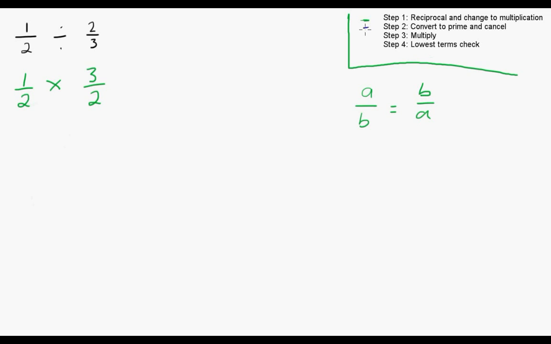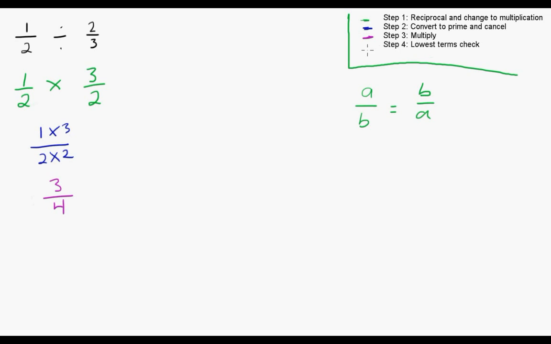Moving on to our next step, convert to prime factors and cancel. Here we can see that everything already is a prime factor, and we can't cancel anything out. So we're just going to rewrite this as 1 times 3 over 2 times 2. And next we're going to multiply. 1 times 3 is 3, and 2 times 2 is 4.